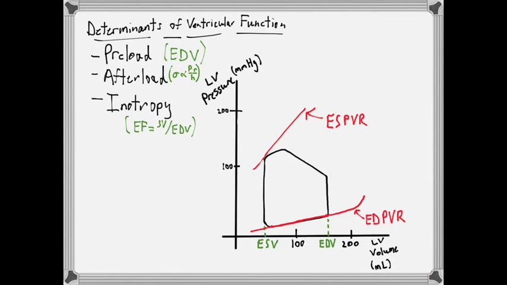Let's now look at a case where we give a medication that decreases arterial blood pressure. For example, we could give hydralazine, and let's take a look to see what these effects would be. Our primary change would be that we would see a decrease in afterload.